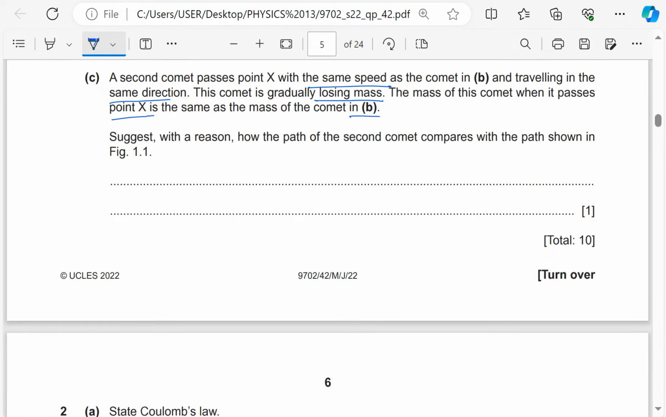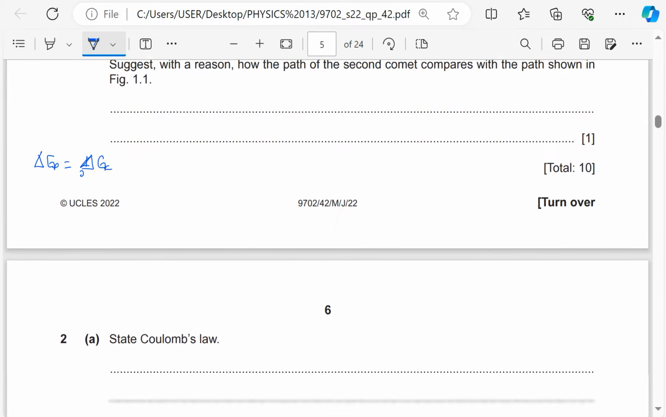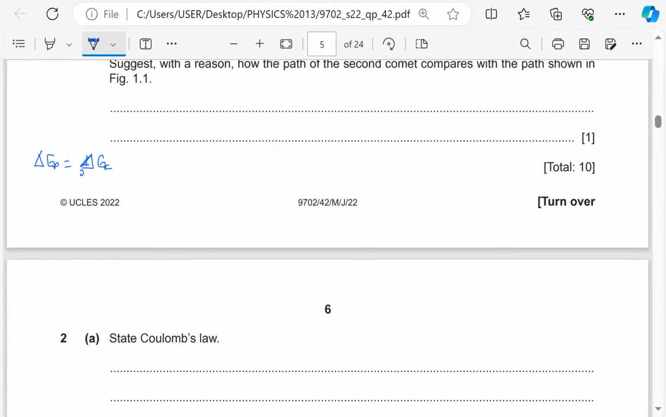So we have seen that the change in potential energy is equal to the gain in kinetic energy. Note that in both equations for potential energy we had G, capital M, small m, into 1 over r at y minus 1 over r at x. Then for kinetic energy we have a half m into vy squared minus vx squared.